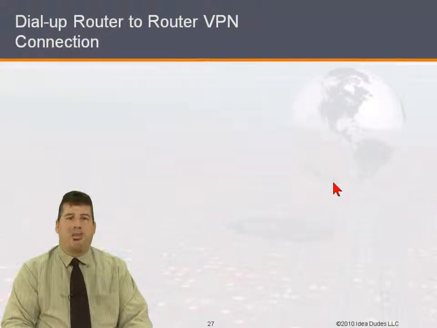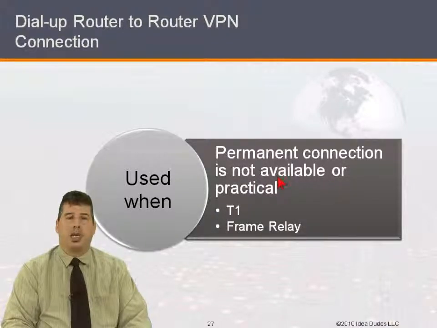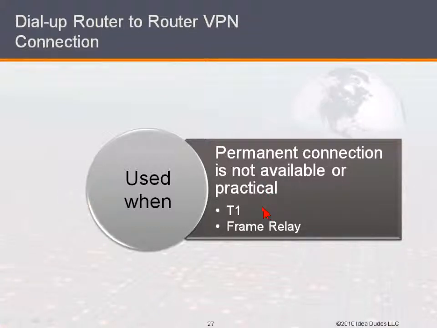Now, we can do a dial-up router to router VPN connection. This is used when a permanent connection is not available or practical. So this is when you would use a T1 and frame relay.